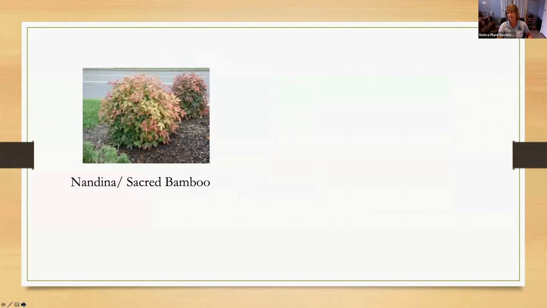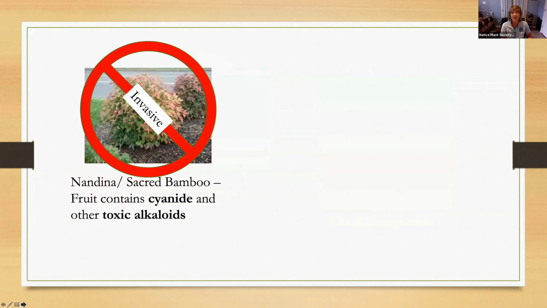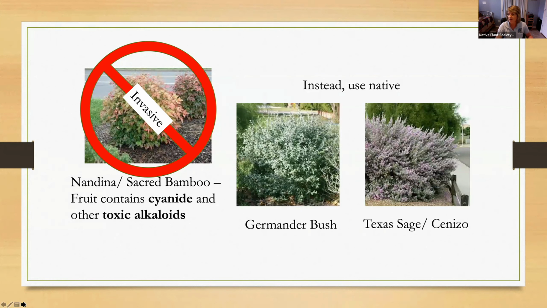Then we have this one, and you've seen it in a lot of the landscaping for HOAs. Some people call it Nandina, or sacred bamboo. Here's the thing about it. It doesn't tend to escape a lot, but it can. What really bothers me about Nandina is that the fruit is extremely toxic. Birds that eat this fruit will die a horrible death. That's something we should try to avoid. We have native alternatives.